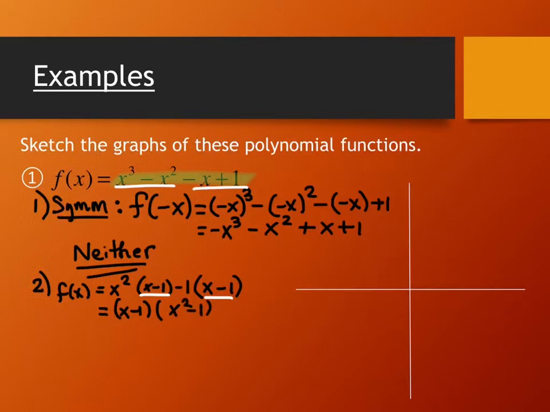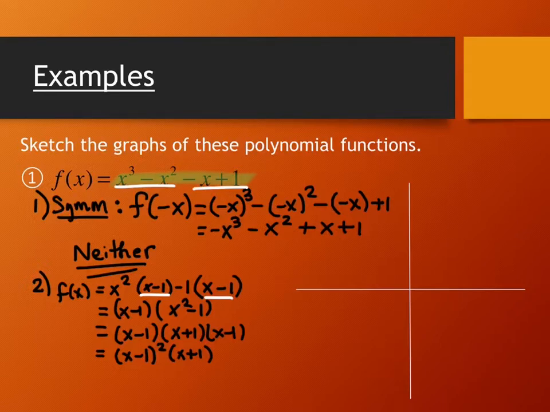And can that be factored further? Yes, it can. How would I factor x squared minus 1? Right, I have x plus 1 and x minus 1. And because I have duplicated x minus 1, I also could write it as x minus 1 squared times x plus 1. Are we good so far? Okay? This is kind of where we left off last time in talking about multiplicities, right?